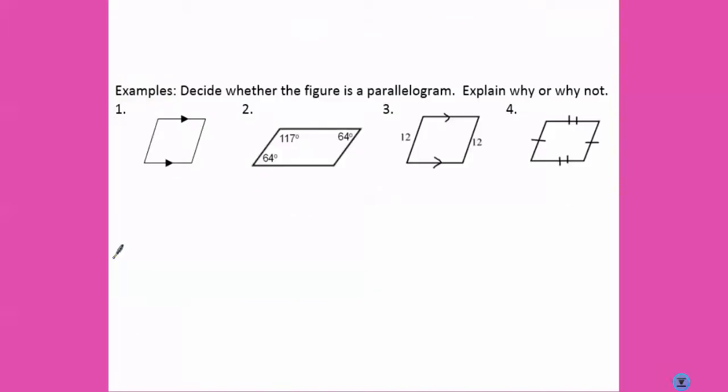So examples, decide whether the figure is a parallelogram. Well, in number one, we know that one pair of opposite sides are parallel. That's not enough to know that it's a parallelogram. So no, only one pair of sides is parallel.